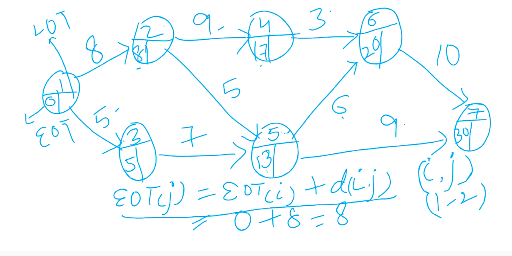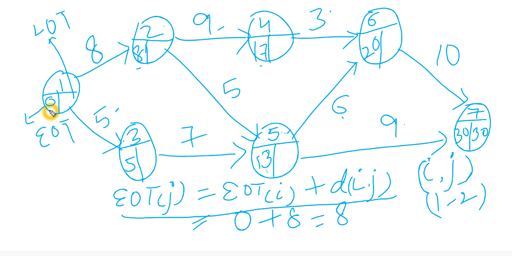Now I will move backward. To move backward, the EOT of the last activity is also the LOT of the last activity. So here I'm writing 30. Now I will move backward. To move backward, the equation will be a bit different. Here I'll subtract instead of adding. Earlier I was adding the EOT of the first activity with the duration, but here I will move backward and I will deduct.